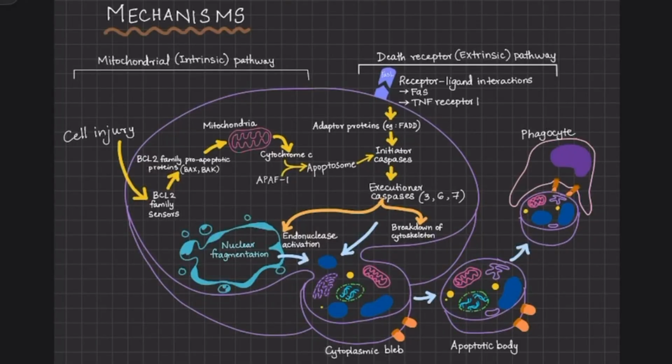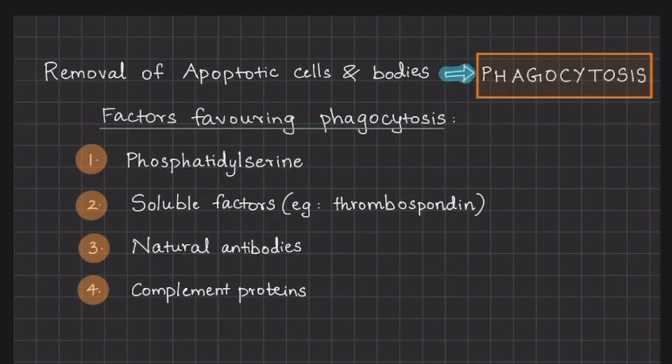This image shows all the mechanisms of apoptosis in detail. So here you have the mitochondrial or intrinsic pathway, and here you have the death receptor or extrinsic pathway. This is the execution phase. In the end, a cytoplasmic bleb is formed which will pinch out to form an apoptotic body, and this apoptotic body will be ingested by phagocytes, usually macrophages. Removal of apoptotic cells and bodies is by phagocytosis.